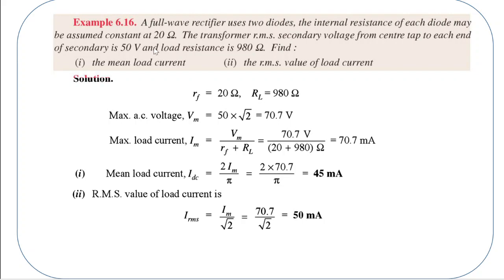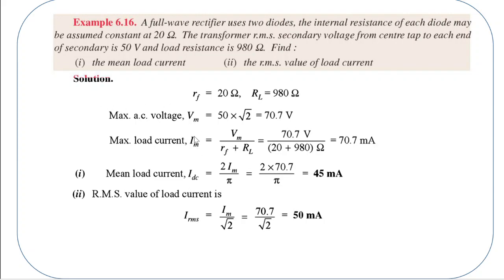So Rf is given as 20 ohm, the internal resistance. RL is given as 980 ohms. And you are given the RMS value of the secondary voltage. This is 50 volts. So the maximum AC voltage is going to be root 2 multiplied by the RMS value. This is 70.7 volts. So once you have the maximum voltage, you can calculate the maximum current through the circuit. So this is going to be voltage divided by the total resistance, Vm divided by Rf plus RL. Put in the values, you get 70.7 milliampere.